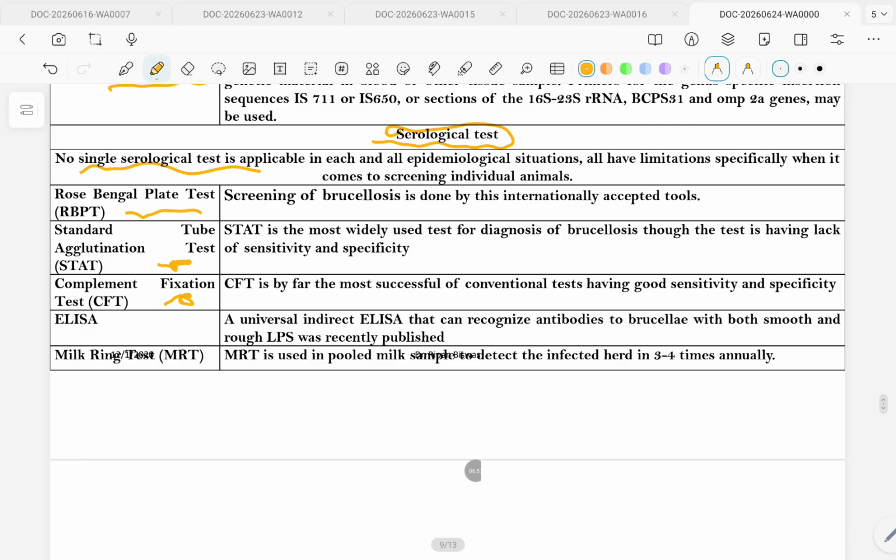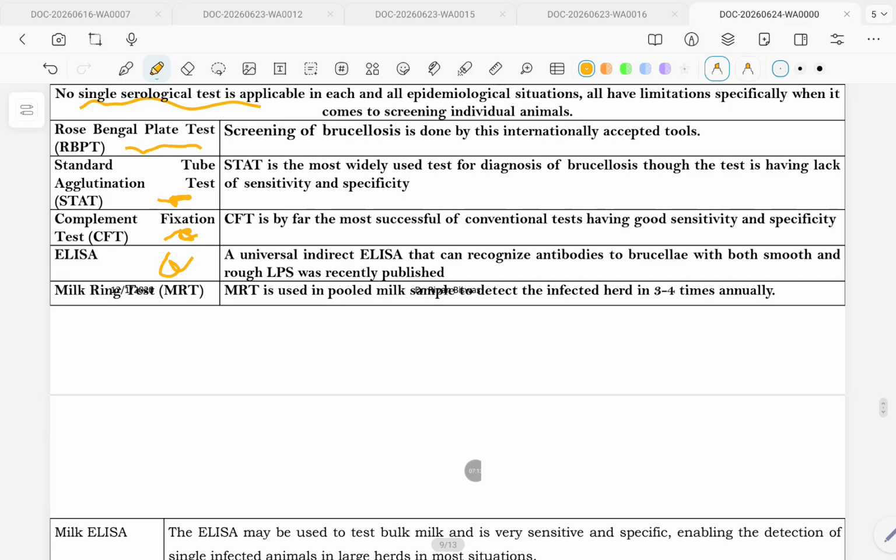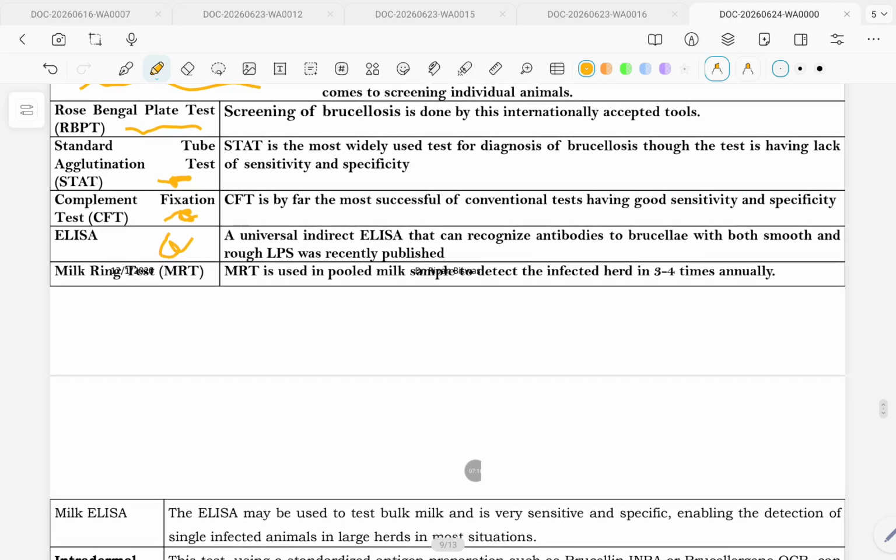Complement fixation test (CFT). CFT is by far the most successful of conventional tests, having good sensitivity and specificity. ELISA: a universal indirect ELISA that can recognize antibodies to Brucella with both smooth and rough LPS was recently published.